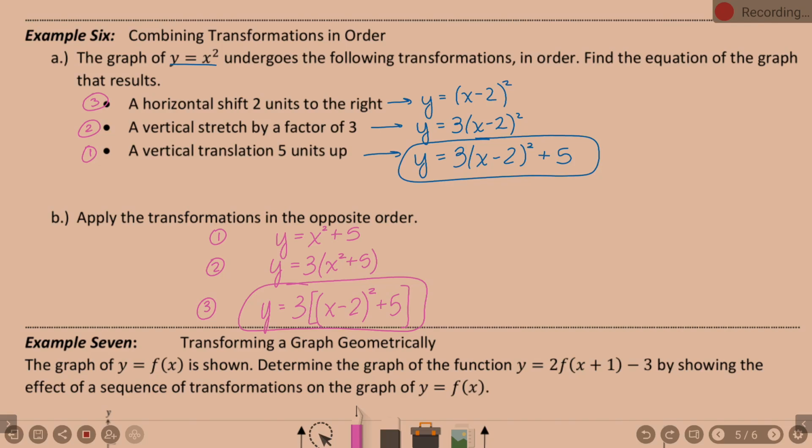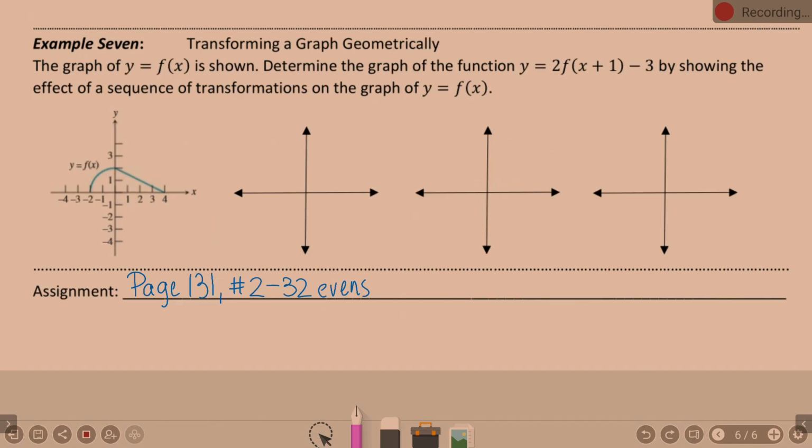So, geometrically, one more. This one, we have a graph shown. The graph of y equals f of x is shown. Determine the graph of the function y equals 2 f of x plus 1 minus 3 by showing the effect of a sequence of transformations on the graph of y equals f of x. So basically, we have the original graph here. This little blue thing, or it's blue on my paper.